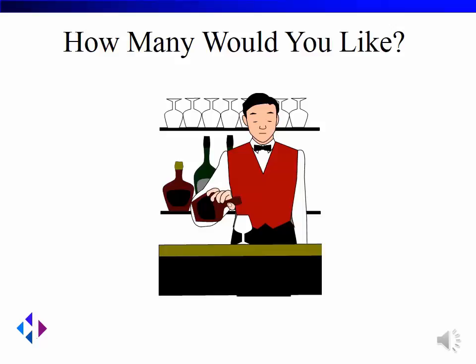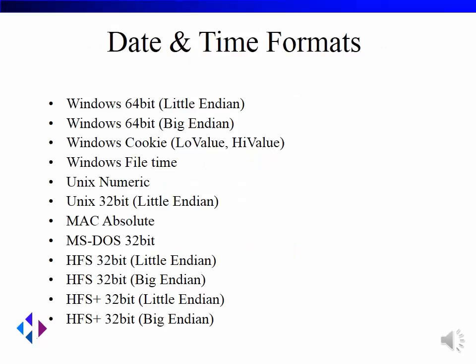But what I'm trying to tell you here is there are very many different ways in which date and time formats are written. As you can see, there are quite a few that are different, and they're used specifically in different files or different parts of the operating system. Just think about the Windows cookie: it has a low-high value, which you have to reverse to figure out the date and time. The Unix numeric is probably the most widely used one, along with the Windows file time.